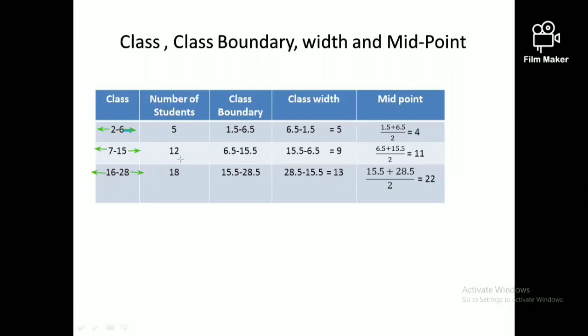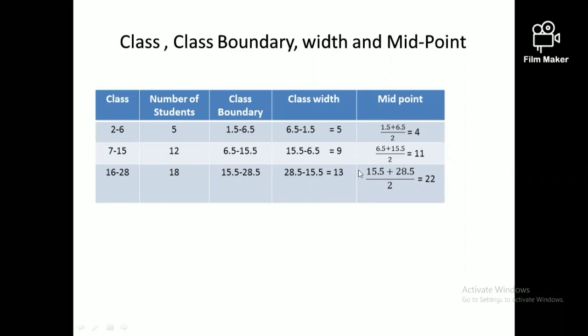You can see that when you are working with this kind of situation, you cannot keep any gap between these classes. That's required, right? Therefore, this is the way of identifying these class boundaries, right? Then the class width you have to work out not for this class but for these class boundaries. So how to get the class width? 6.5 minus 1.5, that is 5. 15.5 minus 6.5. 28.5 minus 15.5, that is 30, right?